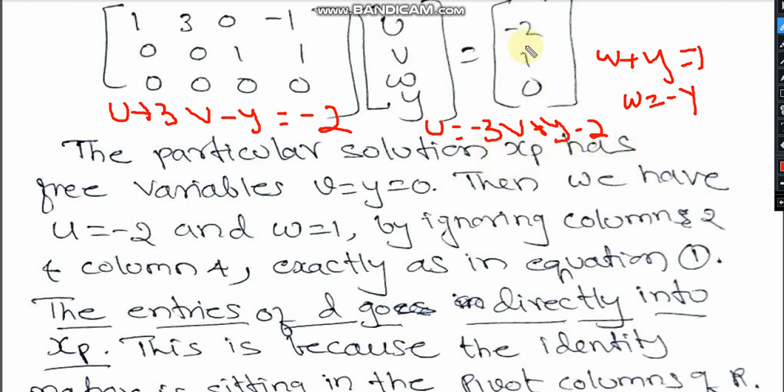And if I substitute this equal to 0, then what happens? This is 0, so w is equal to, sorry, this will be equal to plus 1. When I substitute the three variables as 0, I'll be getting w equal to 1 here, and u will be equal to minus 2. So these two will go to your exact solution, xp solution or particular solution.